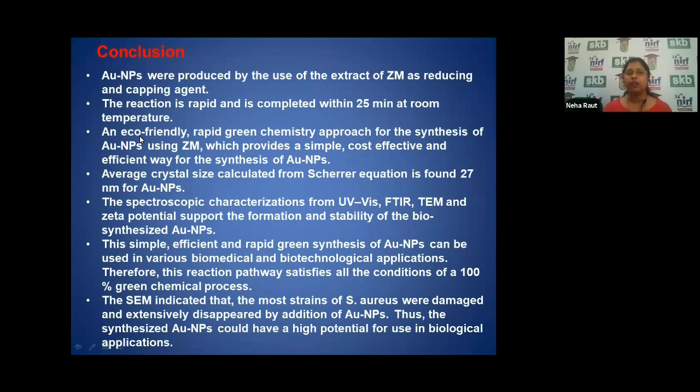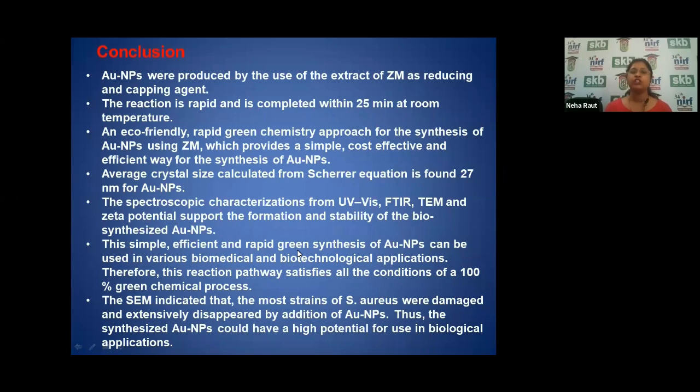It is an eco-friendly, rapid green synthesis chemistry approach for synthesis of gold nanoparticles using Ziziphus mauritiana, which provides a simple, cost-effective and efficient way for synthesis of gold nanoparticles. The average crystal size calculated from this equation is found to be 27 nanometer for gold nanoparticles by using XRD. The spectrophotometric characterization by UV-visible, FTIR, TEM and zeta potential supports the formation and stability of biosynthesized gold nanoparticles.